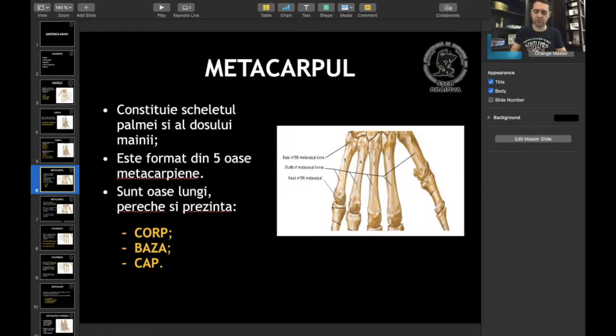So it's very important to carefully examine and manipulate the bone, not to aggravate the fracture, and more than that, not to provoke lesions of the other structures around the bone, like blood vessels or nerves.